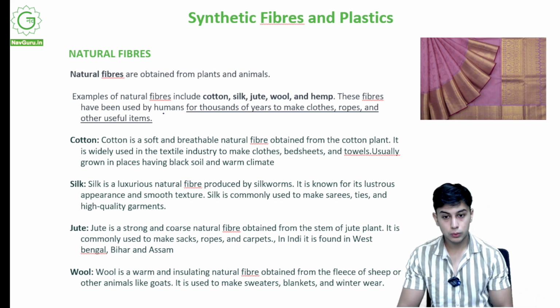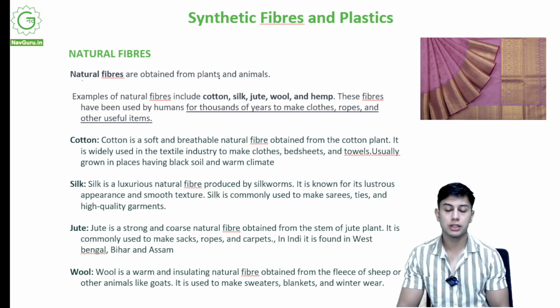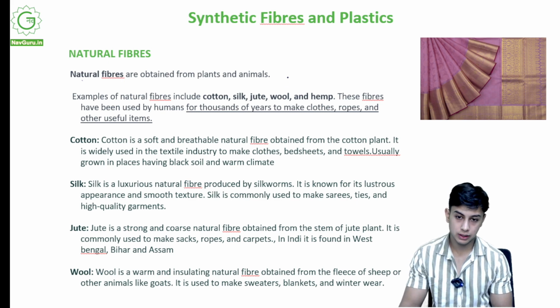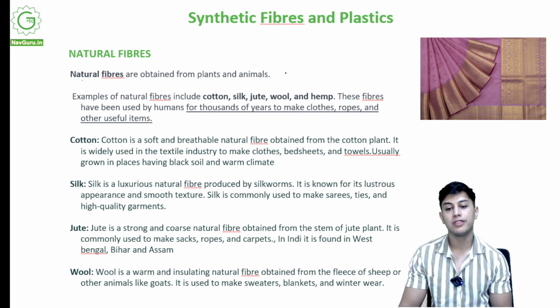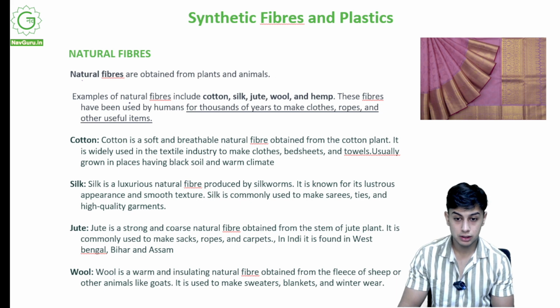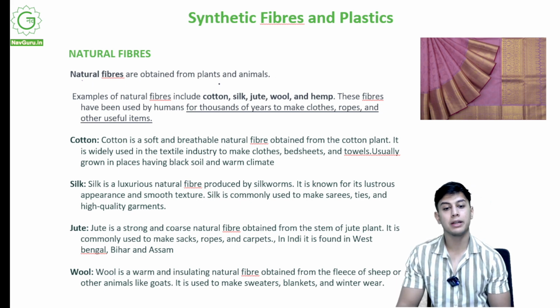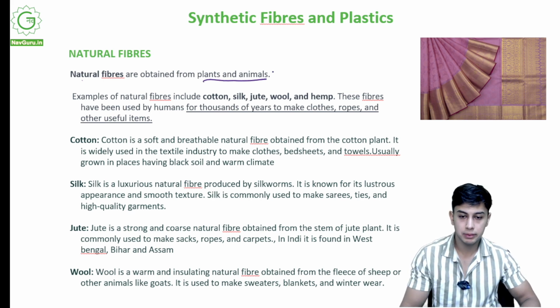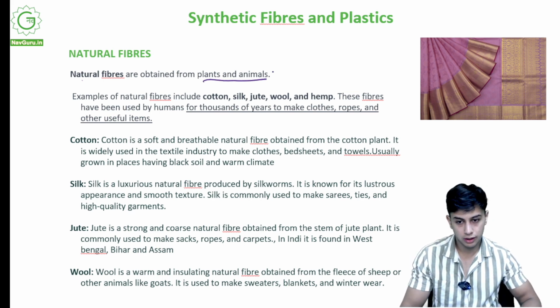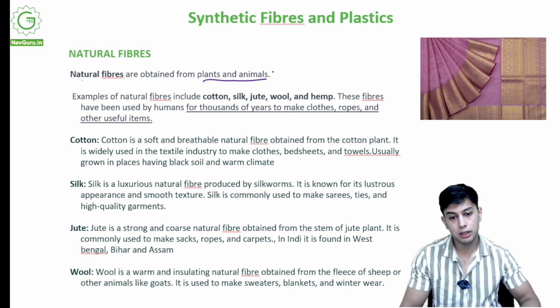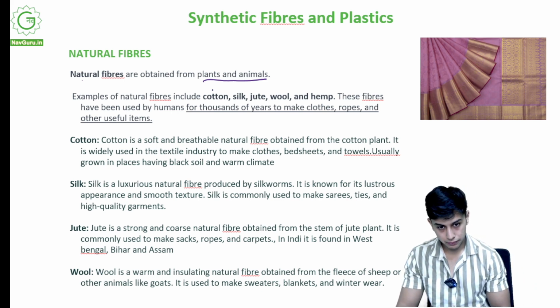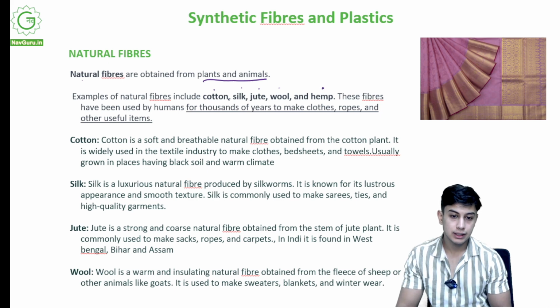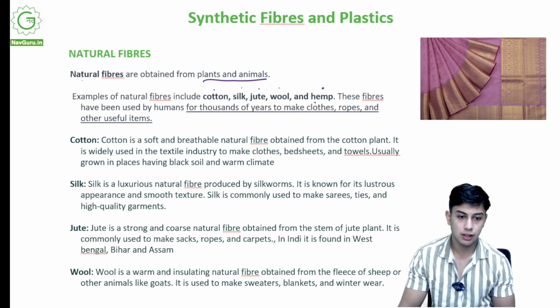Now we come to defining what are natural fibers. A lot of examples of natural fibers. What all fabrics do we get from natural fibers? Natural fibers are obtained from plants and animals. Simple. Everything that is obtained from plants and animals is natural. Examples of natural fibers include cotton, silk, jute, wool and hemp. These five are natural fibers.